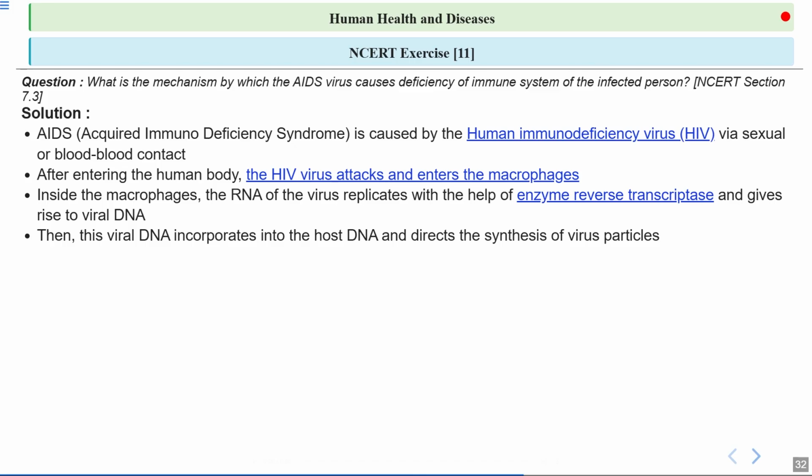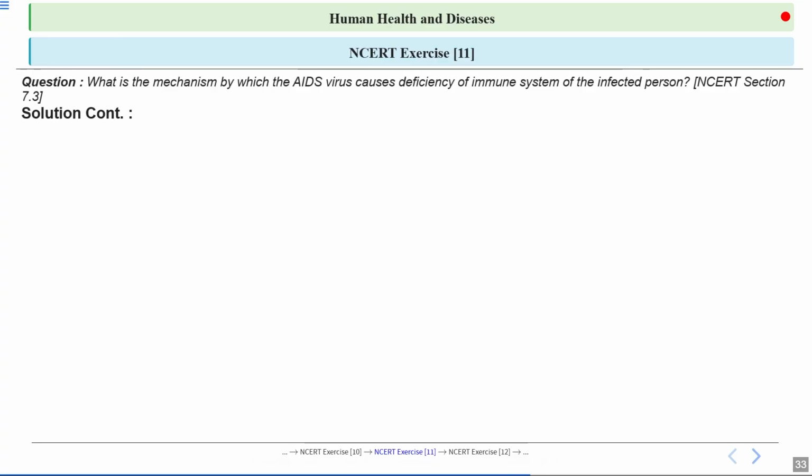Here it's written that viral DNA incorporates into the host DNA and directs the synthesis of new virus particles. Now, at the same time, HIV enters helper T lymphocytes. Clear? This is the critical entry point where the virus begins its attack on the immune system. So T lymphocytes are being infected here as well.